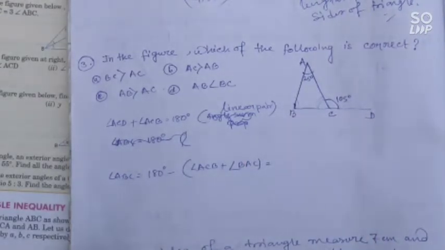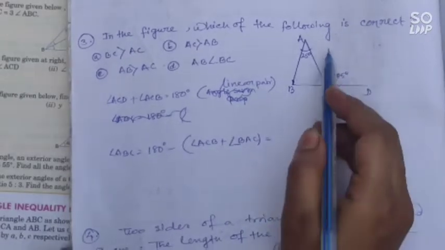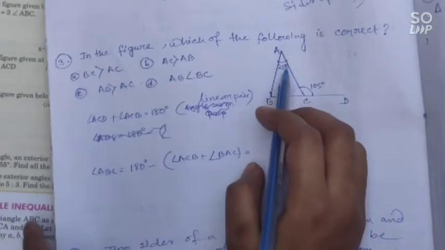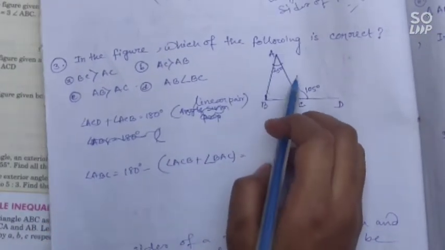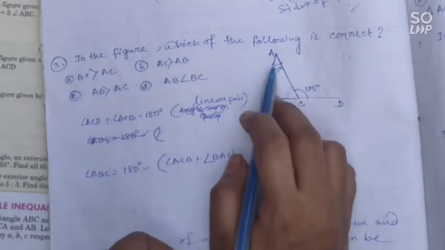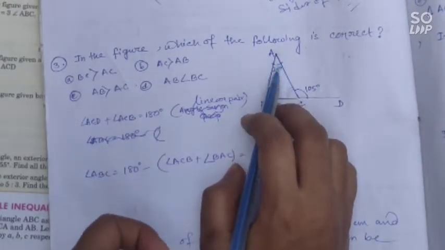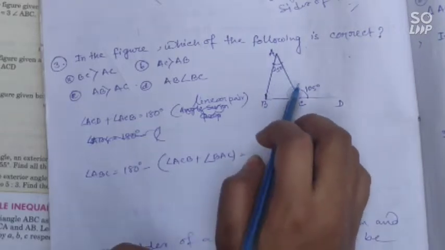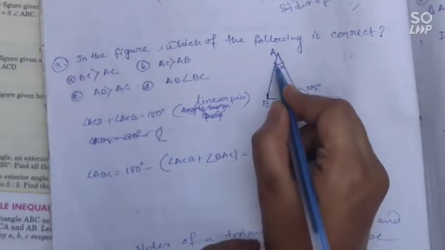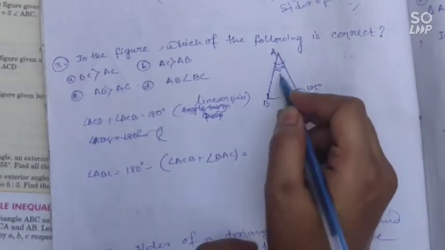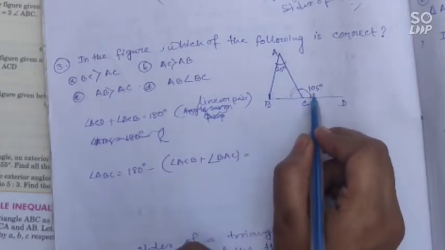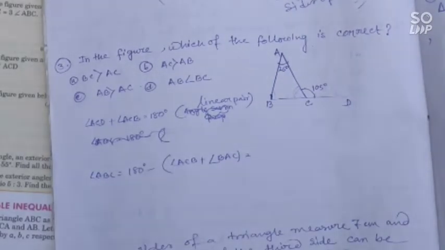Okay, this is a very important relation. So in this figure, first of all we have to find the value of measure of each angles of this triangle. In this triangle, one angle is given, angle BAC, and this external angle is given 105 degree.